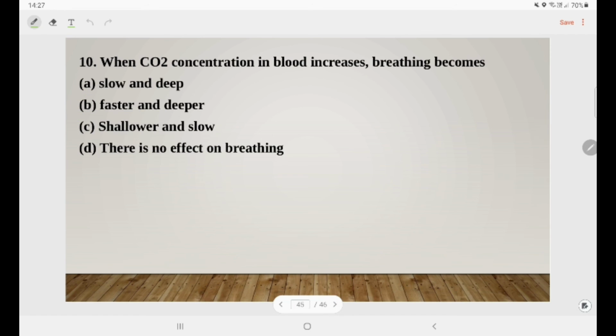So, next question and the last question of the series is, when carbon dioxide concentration in the blood increases, breathing becomes. Look, when carbon dioxide concentration becomes high, definitely we feel suffocated, and because of that we start breathing fast so that more oxygen can be taken inside our body, and that is why option B is the appropriate answer for this particular question.